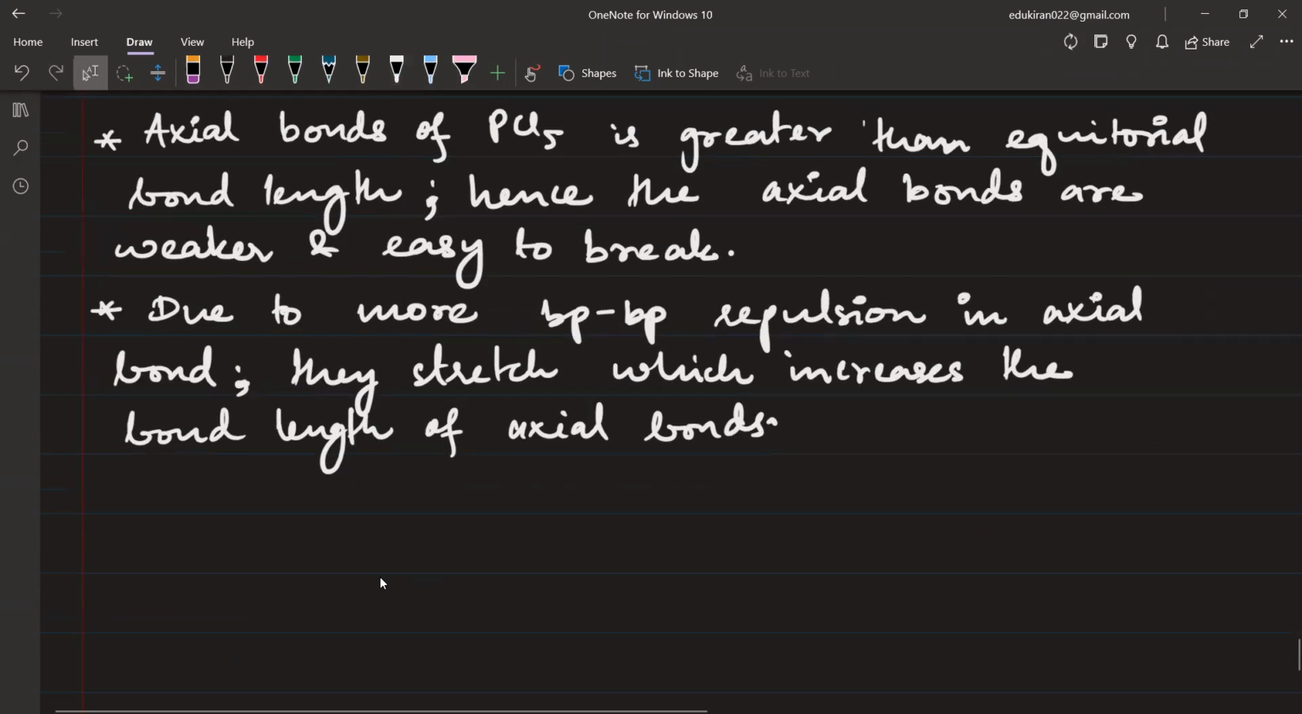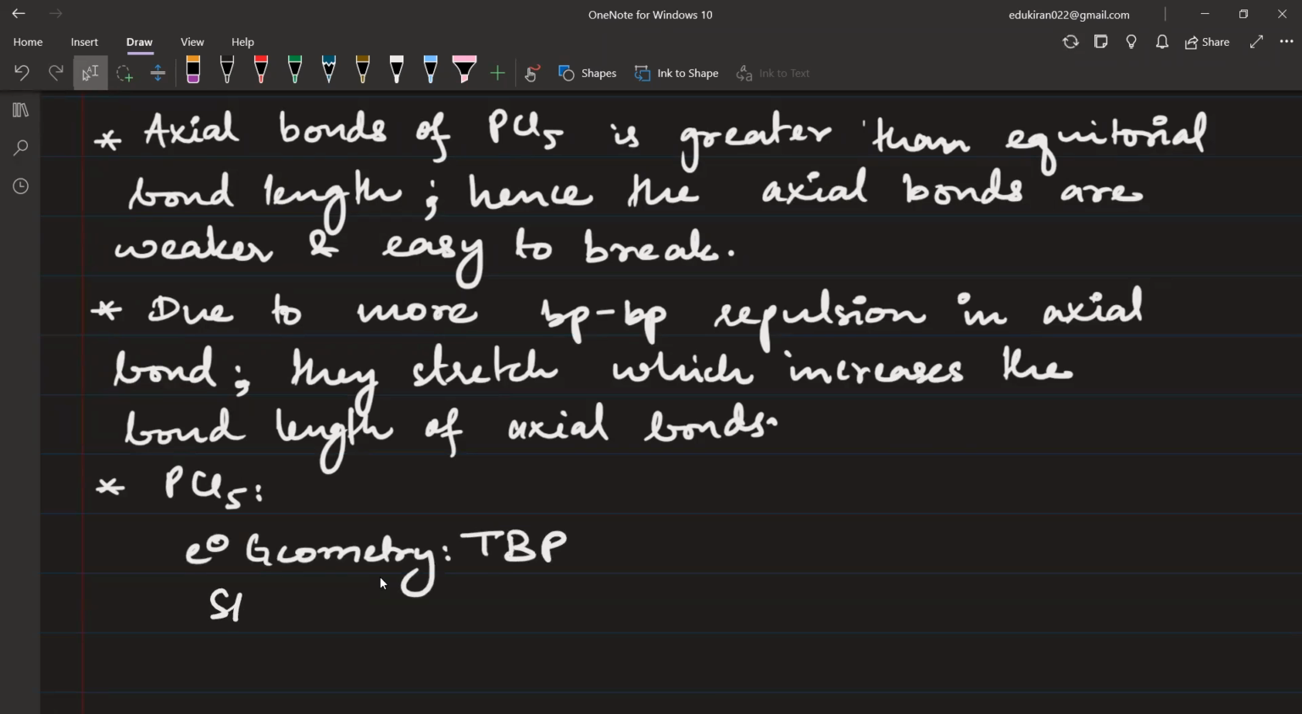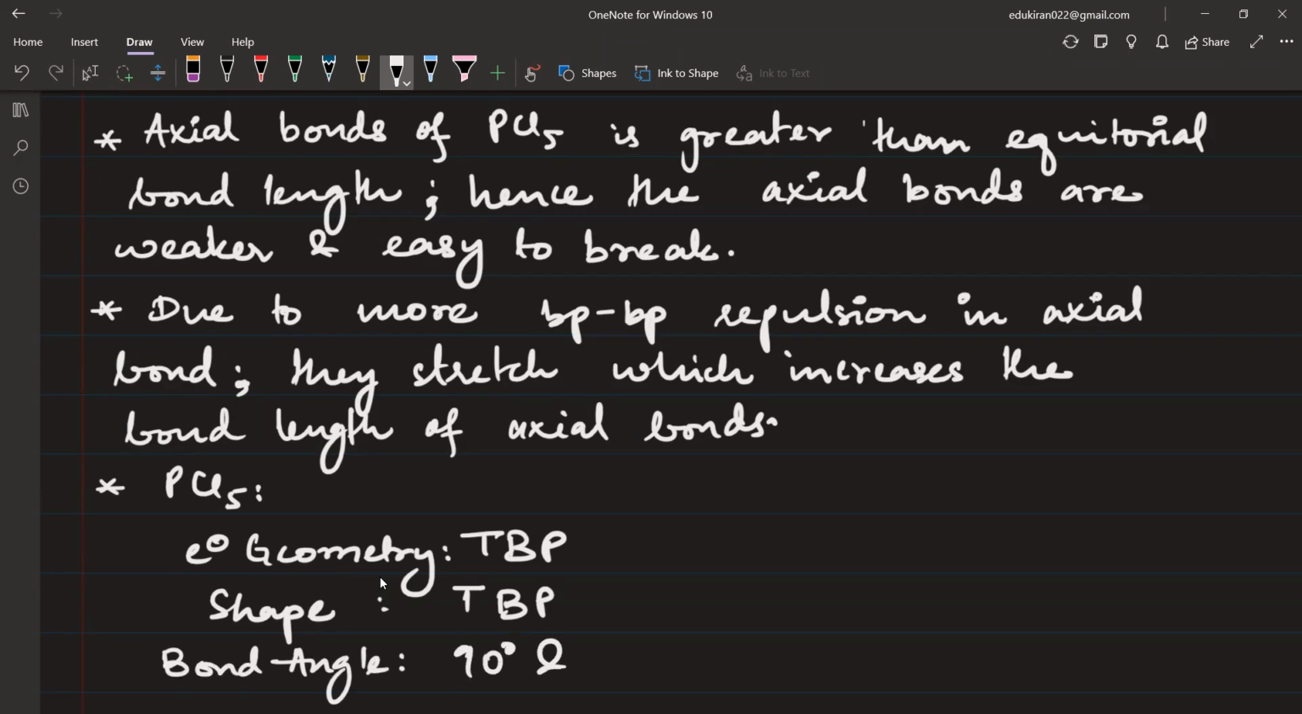Okay. यहाँ पे भी देखिए, PCl5 के लिए हम लिख देते हैं PCl5, the electronic geometry is going to be TBP, और यहाँ पे अगर हम shape की भी बात करें तो shape is also going to be TBP. What is TBP? Trigonal bipyramidal. And if I talk about the bond angle, then you should remember that there are two bond angles here. There is 90 degree and also 120 degree.